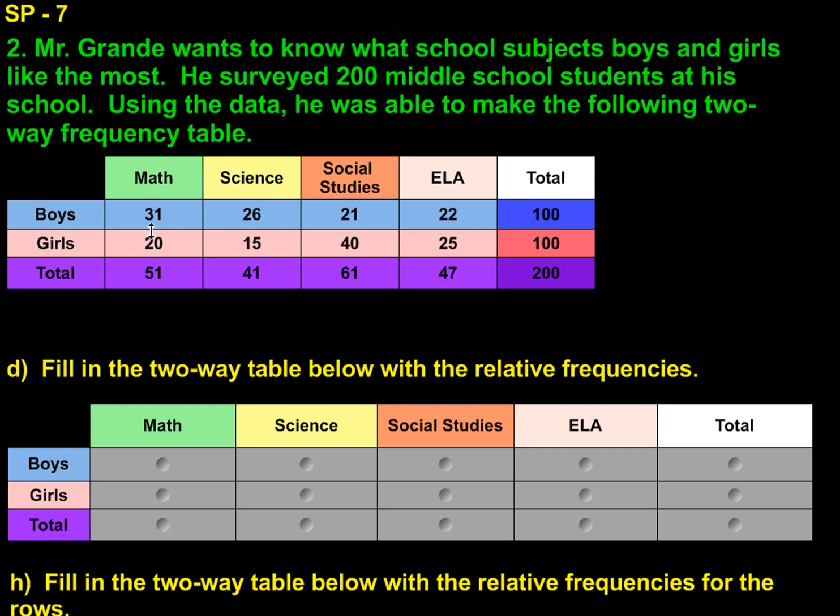He has the total of boys and girls at the bottom for math, for science, for social studies, for ELA. And then he also has the total going across for boys for the row. And you can see he surveyed 200 people. 100 of them were boys and 100 of them were girls. So it's exactly even in that sense, with a total of 200 altogether.